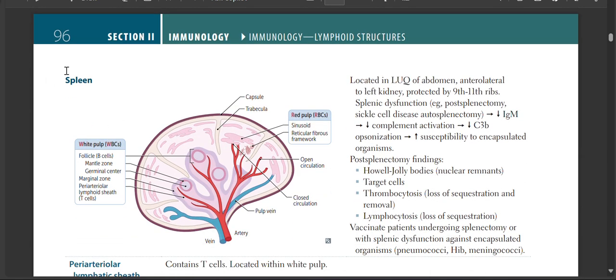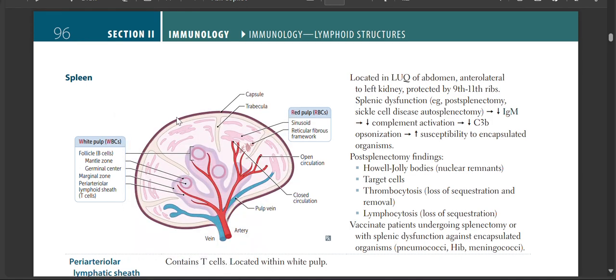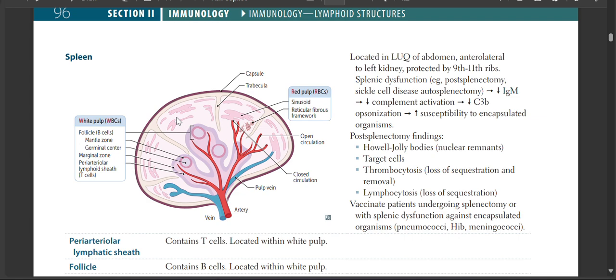So next we have the spleen. The spleen is a very interesting organ because it's basically a glorified lymph node. It's just a bigger lymph node, so you have more blood supply compared to the smaller lymph nodes, but the structure is essentially the same. There's a couple of differences. Now, where is it located? It's located in the left upper quadrant.